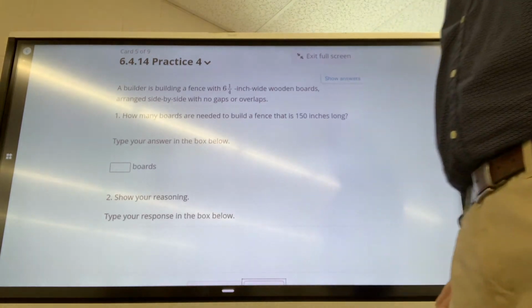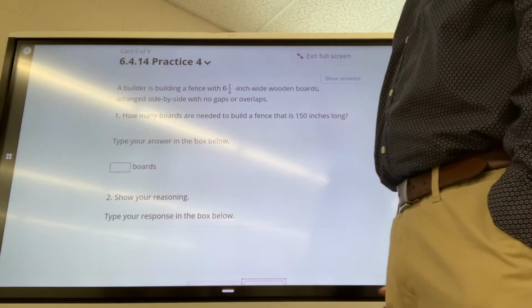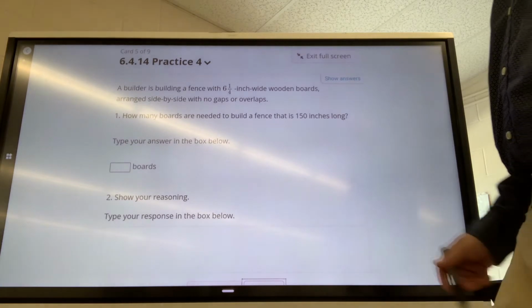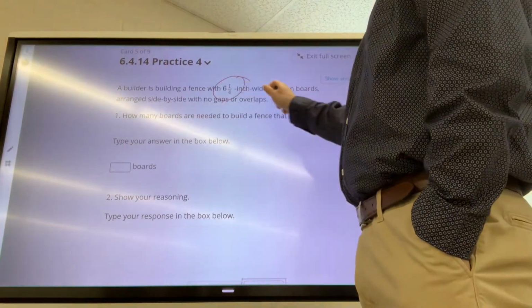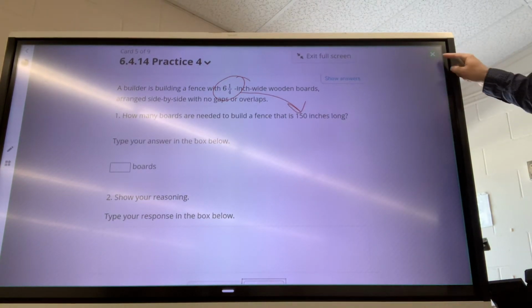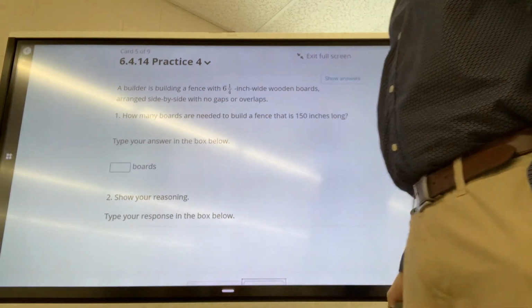A builder is building a fence with 6 1/4 inch wide wooden boards arranged side by side with no gaps or overlaps. How many boards are needed to build a fence that is 150 inches long? All right, so again, how many of these would make up this? Think of division here. What's being divided by what? Next one.